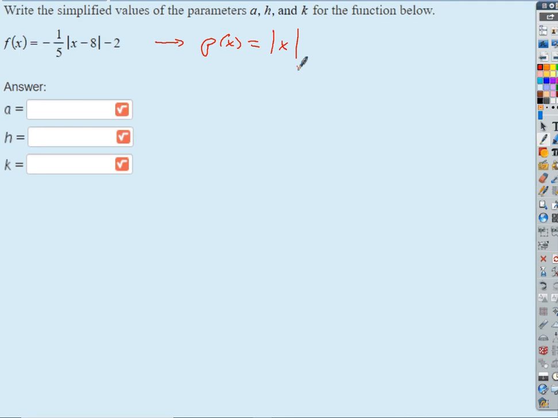So there's our parent graph, absolute value of x. Okay, but what are we doing to that? What are the values of a, h, and k? Because we've taken our simple parent graph, and we've developed something called f of x, which is a transformation of that.